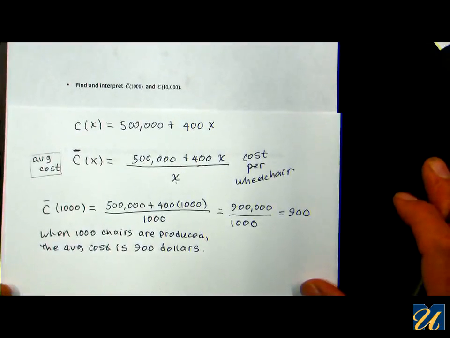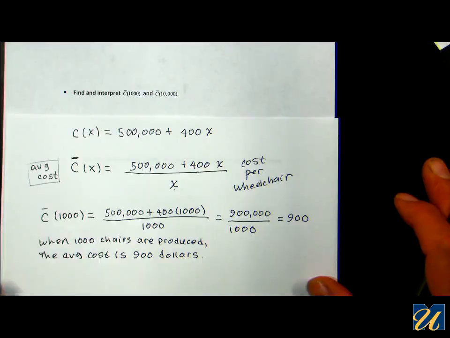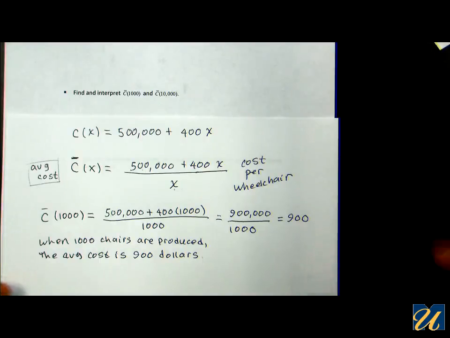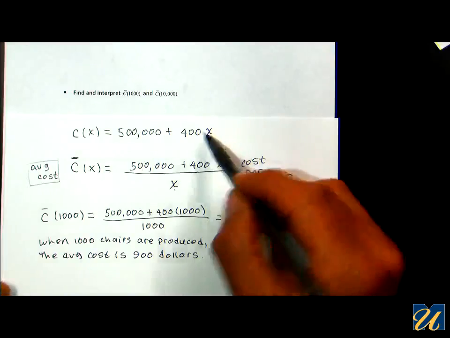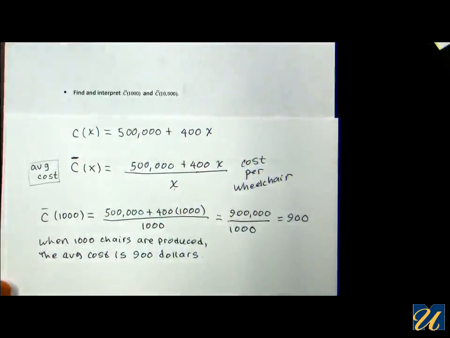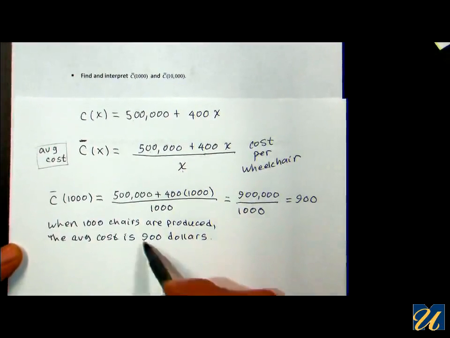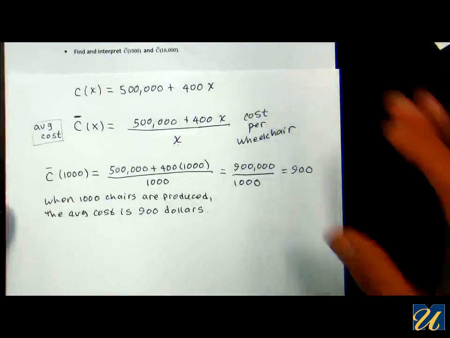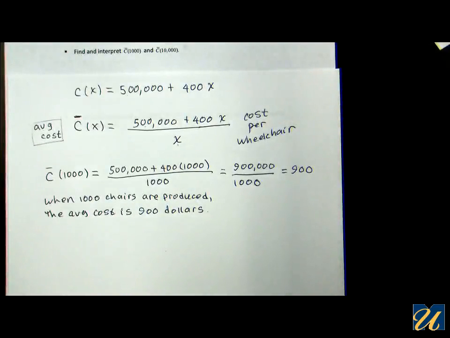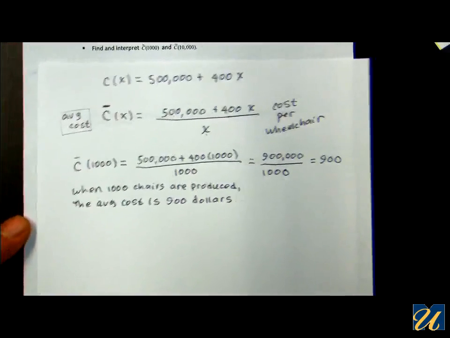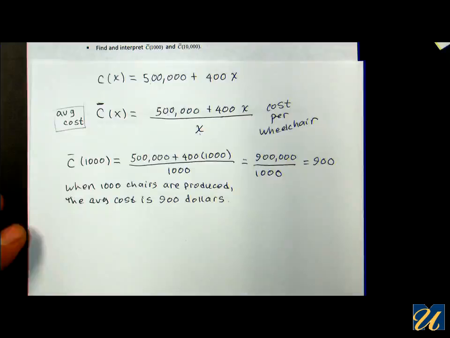If you go back to the original function and ask what's the cost for not producing any wheelchairs, that would be when x is equal to 0 and the cost is $500,000. So if we now have a production level of 1,000 wheelchairs, it brings down that cost to $900 for each wheelchair. Typical with businesses, you mass produce so that the more production you have, the less it costs for that particular item, which is why certain big name stores can always offer lower prices.